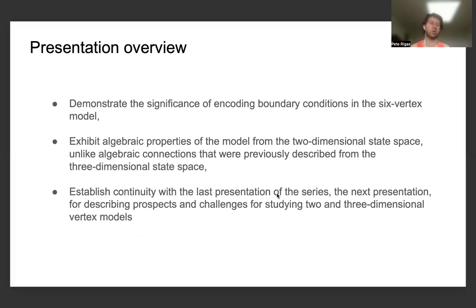So the presentation overview for this presentation in the series is that we want to demonstrate the significance of encoding boundary conditions in the 6-vertex model. And in doing this, we'll exhibit algebraic properties of the model from the two-dimensional state space. And like we had mentioned, this was different and unlike the algebraic connections that were previously described from the three-dimensional state space. And one of our main goals will be to establish continuity with the last presentation of the series.